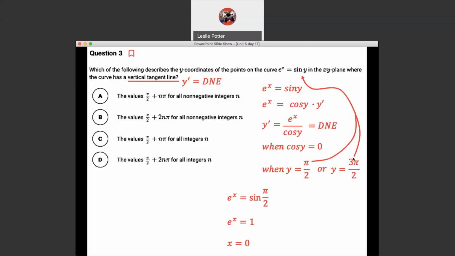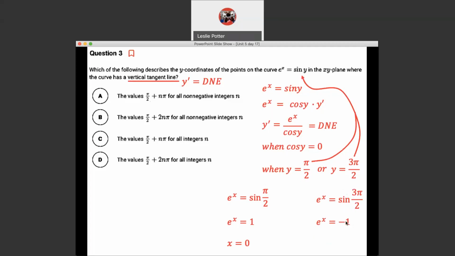Let's take a look at this possibility for y. So we put 3 pi over 2 into this expression. And we know that the sine of 3 pi over 2 is negative 1. It's at the bottom of the unit circle. And so that means e to the x equals negative 1.